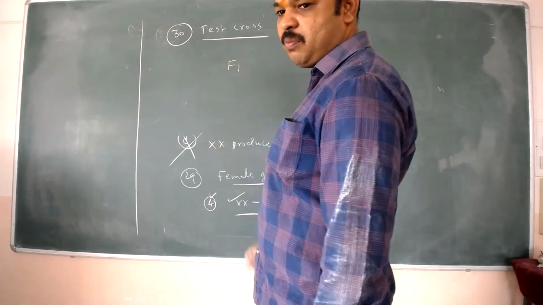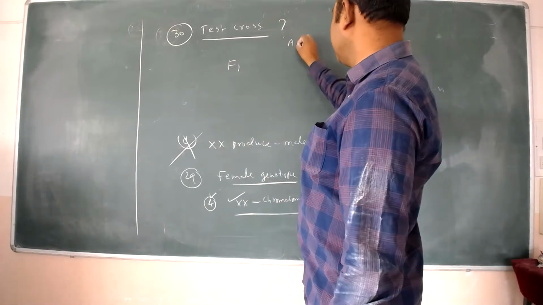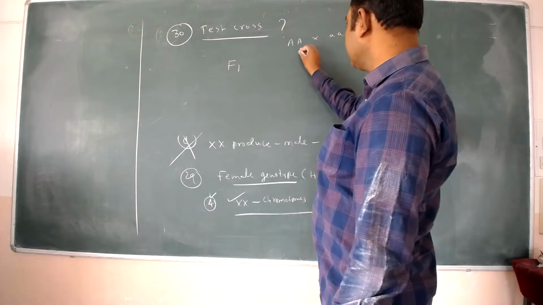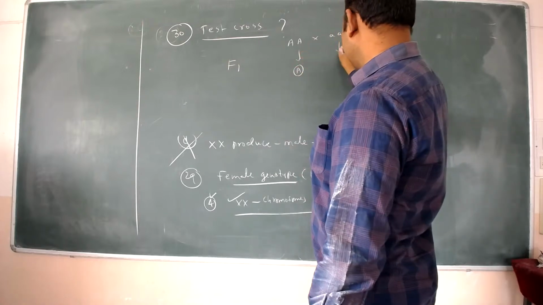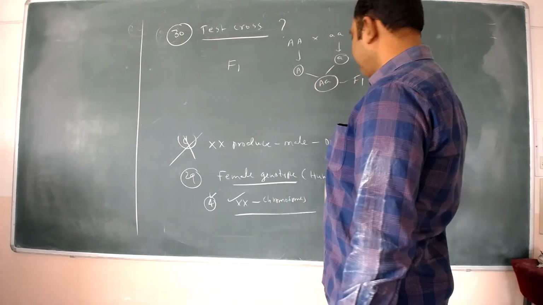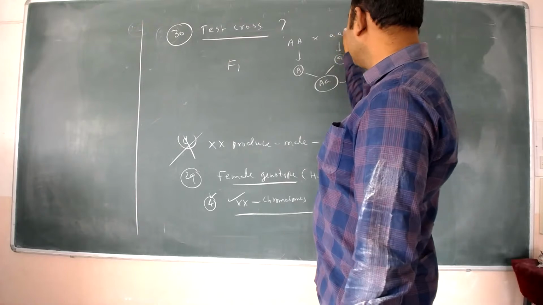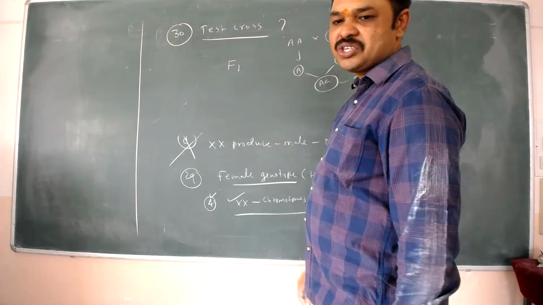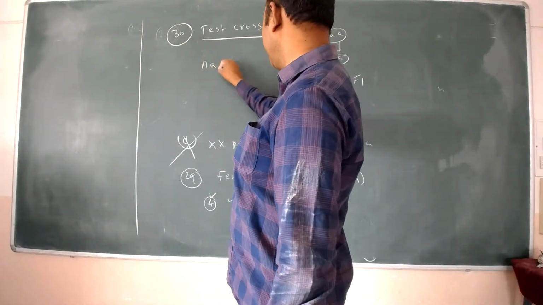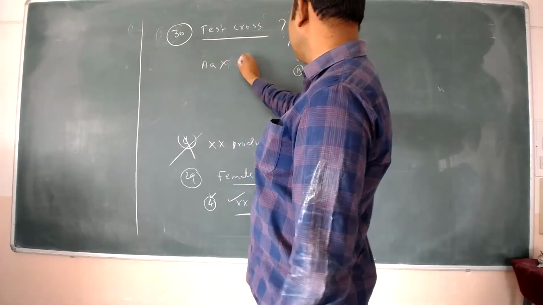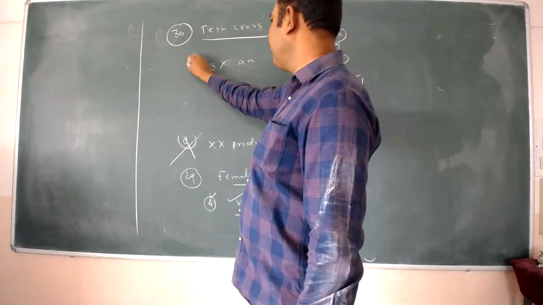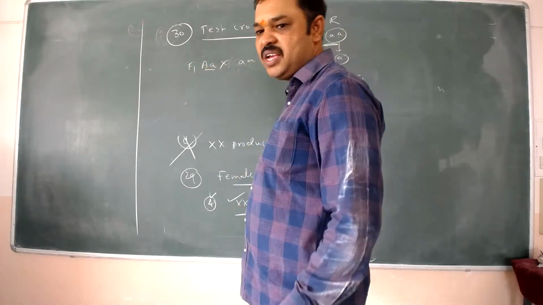Suppose these are the parents, A and A. If a cross is made between sperm and ovum, A comes. This is the F1. This F1 is mated with the recessive parent, which is called a test cross. So the F1 with the recessive parent is called the test cross.